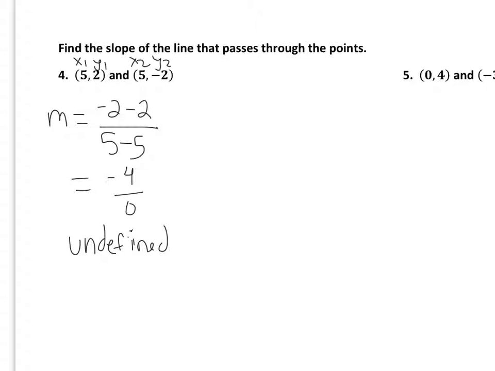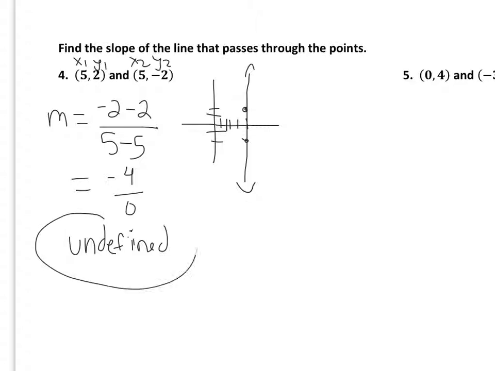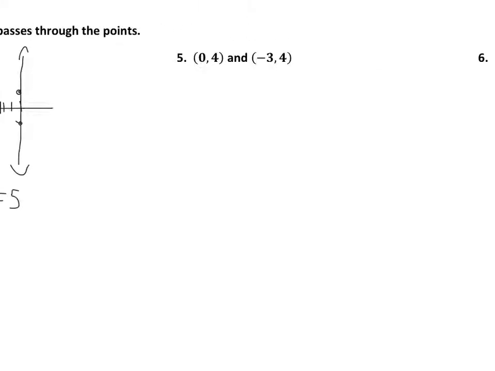Okay, because look, if I graphed these 2 points, I did (5, 2) and (5, negative 2). See how this is a vertical line? So anytime you get a slope undefined, the equation of this, see how the x doesn't change? The equation is just x equals 5. Okay? Alright, let's take a look at another.